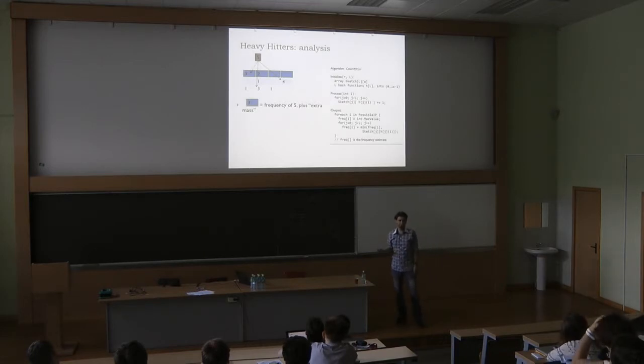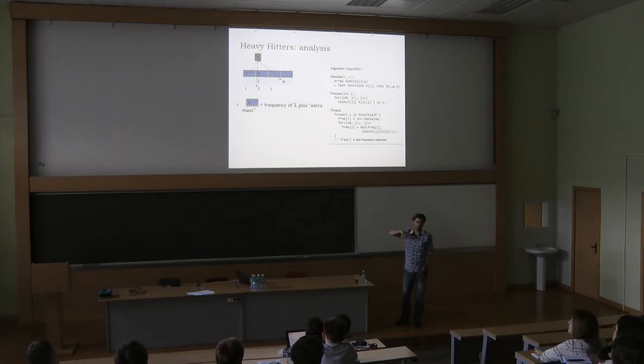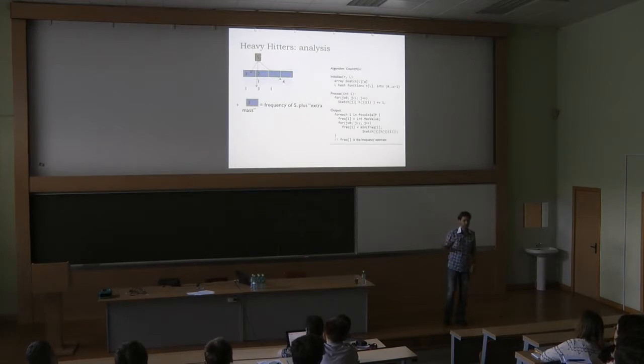The extra stuff comes from the fact that there could be other elements that also mapped into this cell that increase the count, and in some sense artificially increase the count for 5. This is what we call extra mass. Extra mass means some spurious increases of the counter just because some other element, not 5, has hashed into there and increased the count.